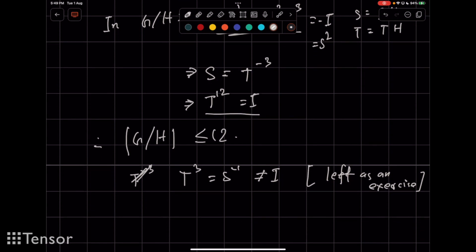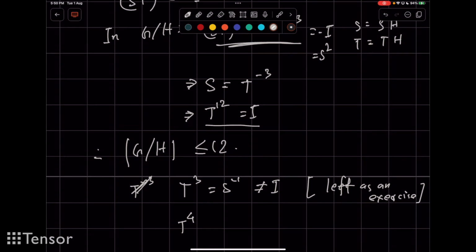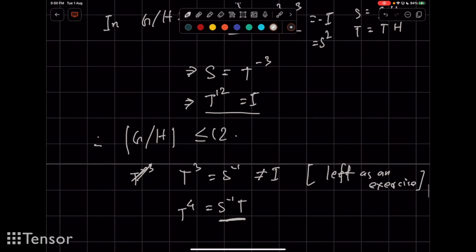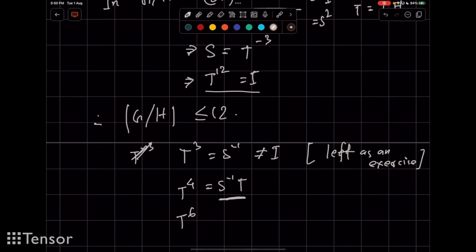So T to the 3 is not the identity, neither is T to the 4. Why? T to the 4 is S inverse T. If this has to be the identity, T must be equal to S. By that I mean that the coset of T is equal to the coset of S, which is also not true, and that is also left as an exercise. And neither is T to the 6. Why? Because T to the 6 is just S squared, right? And S squared is negative identity.